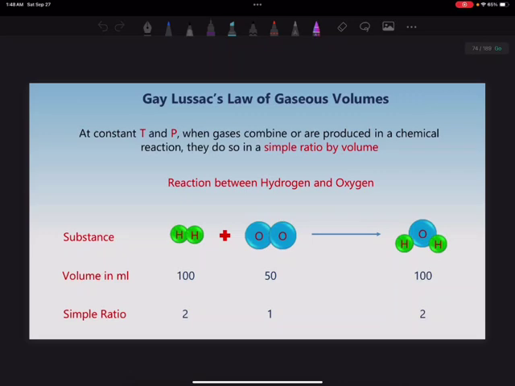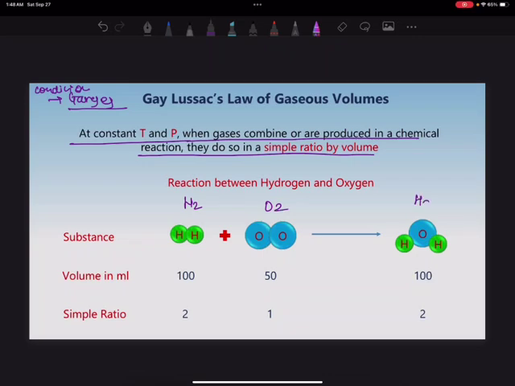The Gaseous law of gaseous volumes states that it applies only on gases. First of all, this is the primary condition to apply the Gaseous law. It applies only on gases, at constant temperature and pressure. When gases combine or are produced in a chemical reaction, they do so in a simple ratio by volume. For example, a reaction takes place: H2 plus O2 gives H2O. Here we can balance the reaction. So here the volume is 100 ml, here it is 50 ml, and here 100 ml. Therefore we can say the simple ratio is 2:1:2.